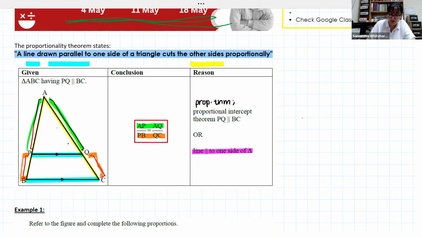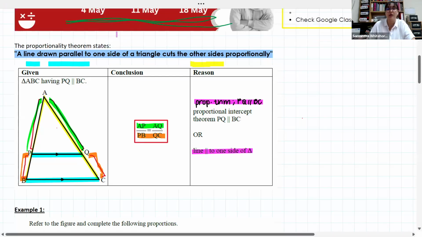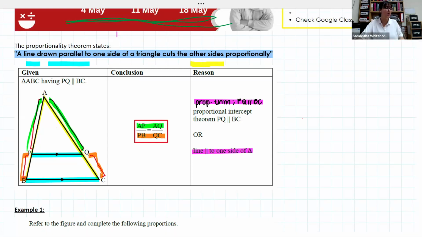And then we always state the parallel lines when using prop theorem as our reason. So PQ parallel to BC. So these are the two reasons that you will use when working with prop theorem. Either prop theorem, PQ parallel to BC, or line parallel to one side triangle. Makes no difference which one you choose to use. Use the one you're more comfortable with. If you know you always forget your parallel line reasons, don't use the one where you have to write parallel lines. Okay, really up to you.